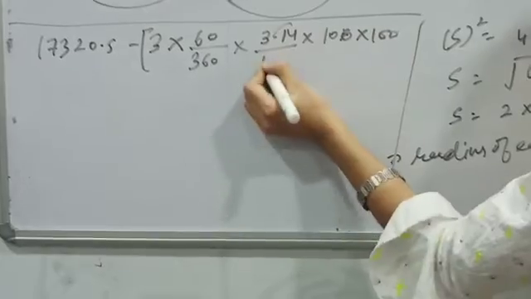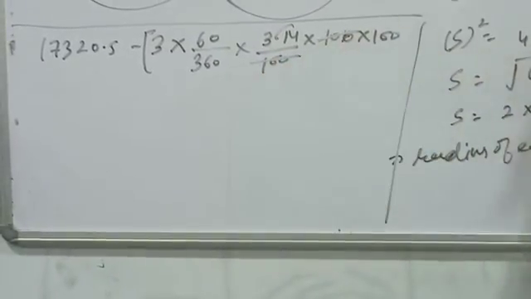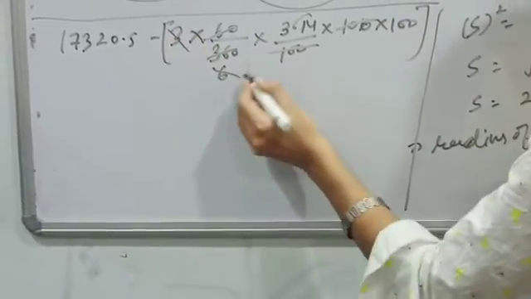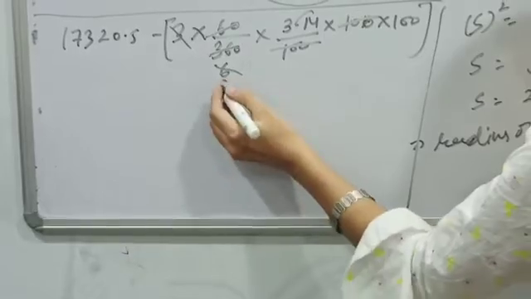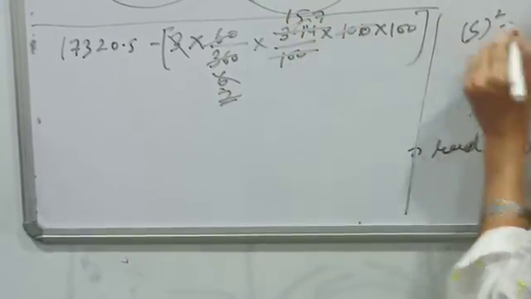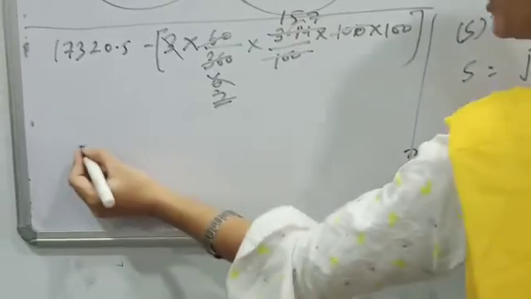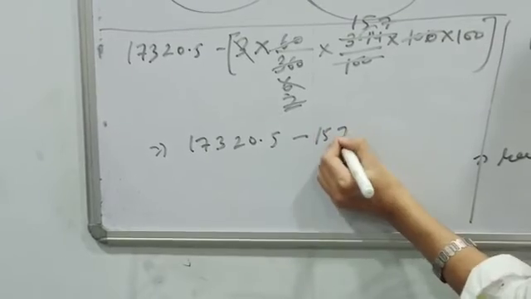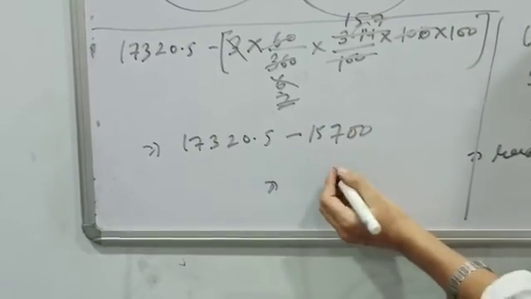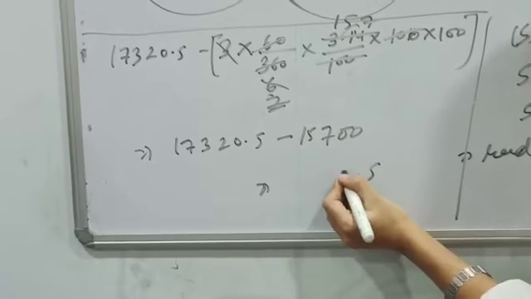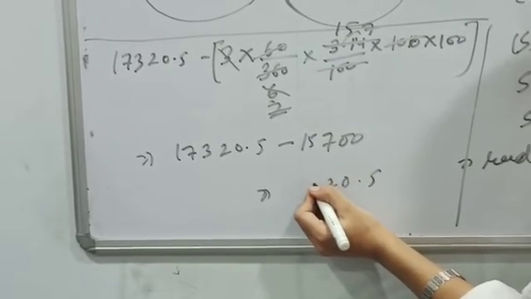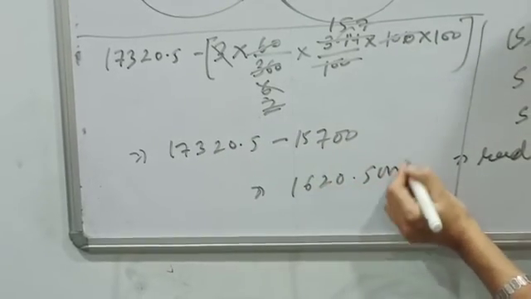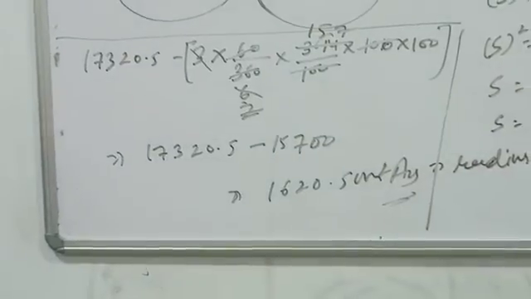If we remove the decimal, here the denominator 100 and 100 will cut out. Here will be 6. This is cut out on the 2 and 2 cut out, this one number as 157. So this implies we have 17320.5 minus 15700. So we are left with the answer 0.5. Here will be 0, 2. Here is 2, 13 minus 7, 6 and 1 centimeter square. This much is the answer of the question.